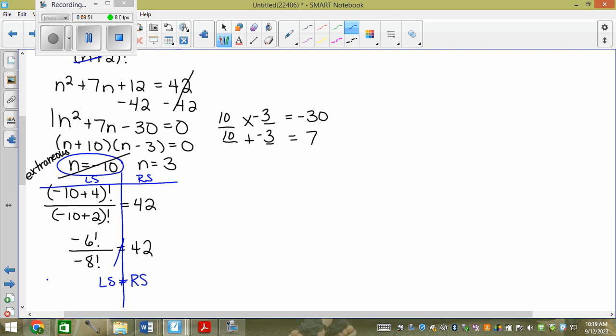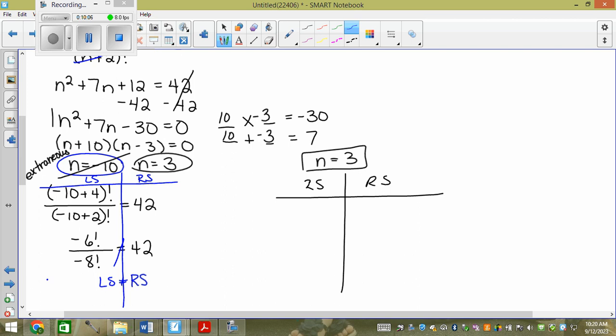Then I check the other solution. Both of these are solutions, totally solutions. Now I'm going to check the n equals 3 one. I'm going to put it over here. N equals 3. So I plug it into my original. I can go LS, RS for left side, right side.